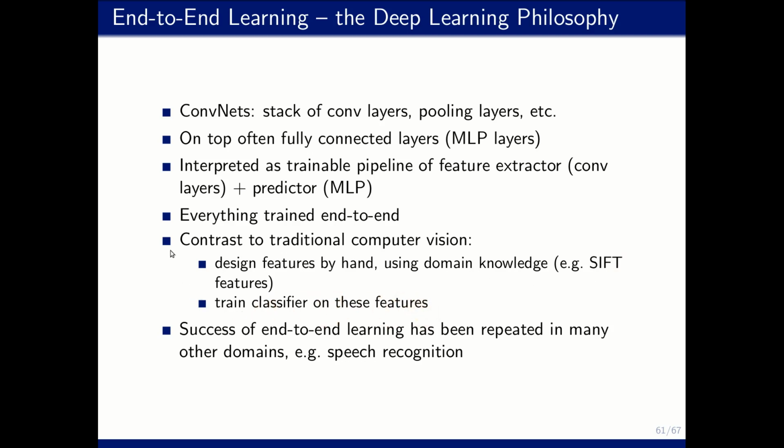Now in deep learning, in particular ConvNets, this ConvNet feature extractor plus the predictor is learned simultaneously, end-to-end. And so this end-to-end learning is one of the key philosophies in deep learning. And this has not only been successful in computer vision and image recognition, but also in other domains like speech recognition and language processing.